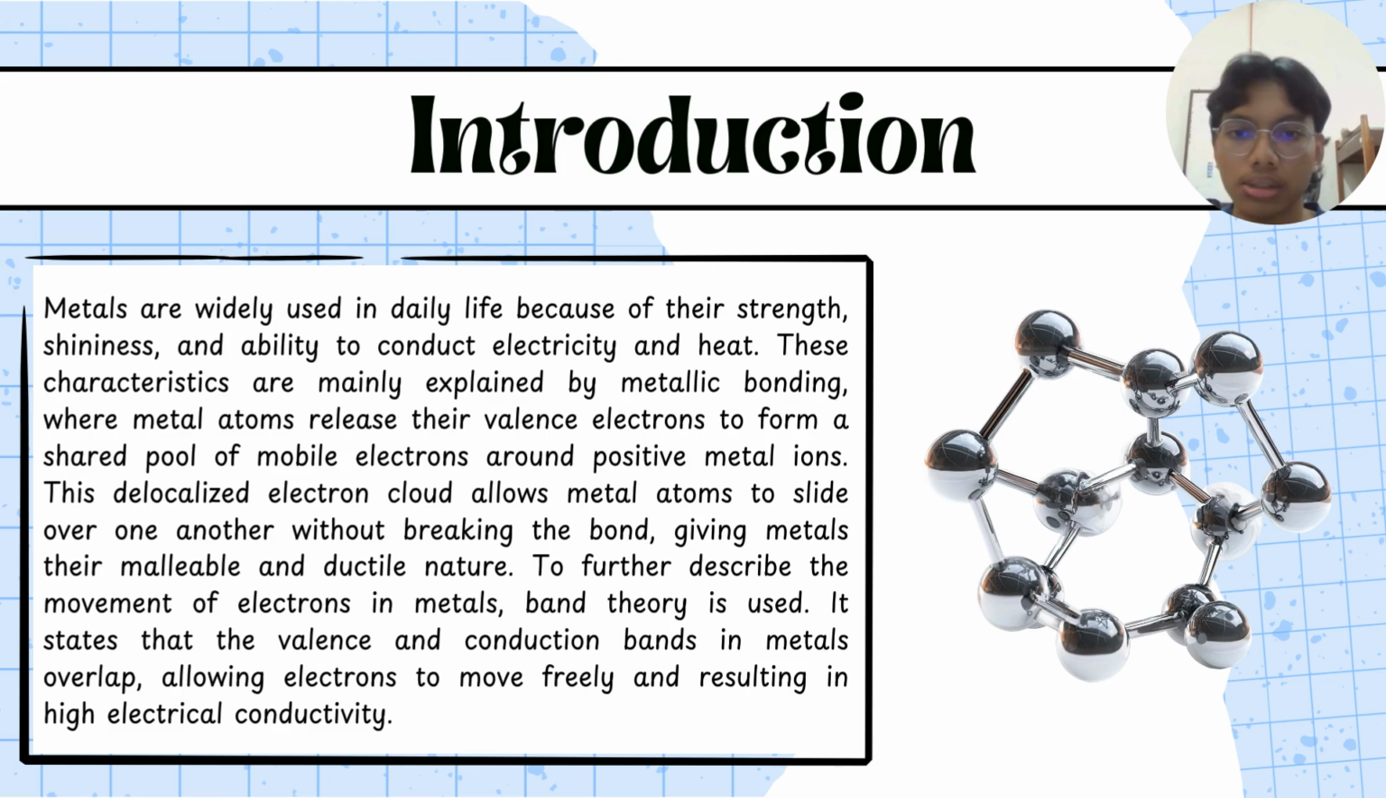This delocalized electron cloud allows metal atoms to slide over one another without breaking the bond, giving metals their malleable and ductile nature. To further describe the movement of electrons in metal, band theory is used. It states that the valence and conduction bands in metal overlap, allowing electrons to move freely and resulting in high electrical conductivity.